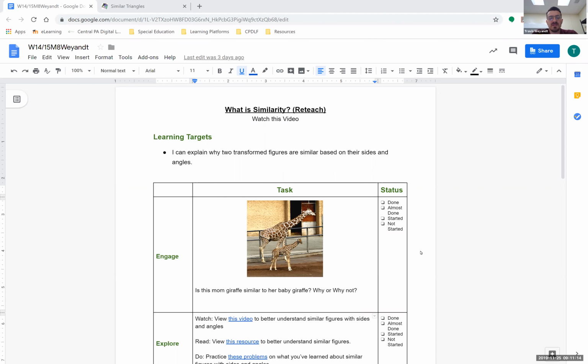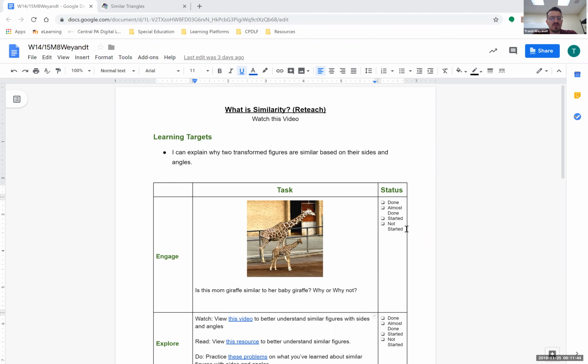So again, I advise those of you that are struggling at this point to use this lesson to help you, and those that are not, please continue to work and finish these units, as we're moving through and entering into a new unit here soon. So again, what is similarity? The learning target for this lesson is: I can explain why two transformed figures are similar based on two things, sides and angles. So again, sides and angles play a key factor in whether something is similar based off those transformed figures.